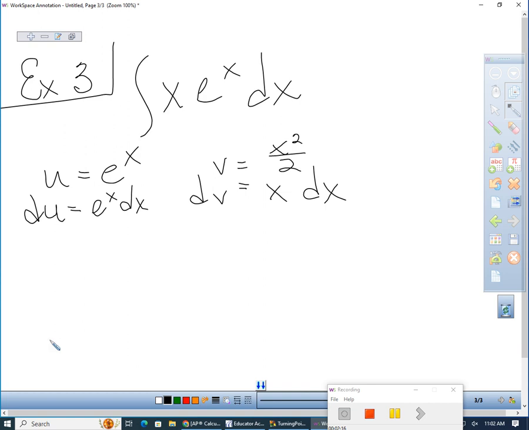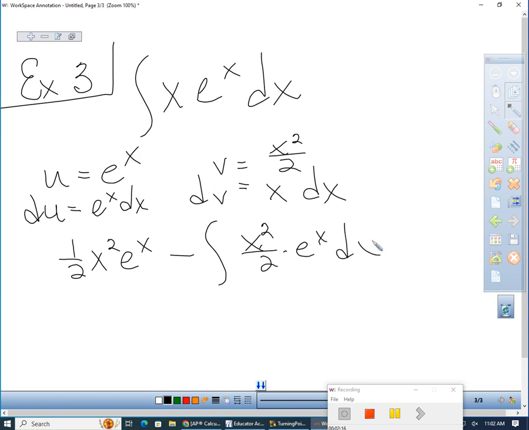Okay, so now we do u times v, or 1/2 x squared e to the x minus the integral of v du, x squared over 2 times e to the x dx. What do you notice? We're stuck back at the same place, aren't we? Because we still have an x and an e to the x. Right? Okay, so let's backtrack and try flipping those and see if it makes any difference.